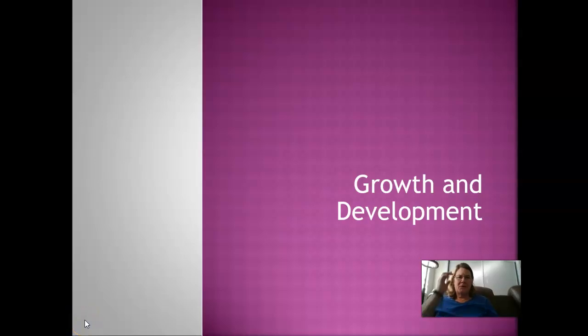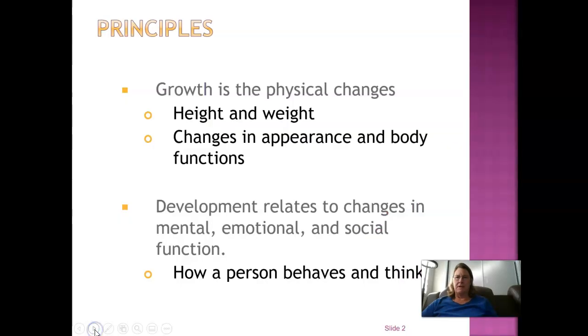Today we're going to look at some growth and development. Now this is definitely not going to take the place of growth and development over the lifespan, which is generally a class you need for nursing, but it is just to give you a general idea of some basic principles on growth and development of a client or a patient.